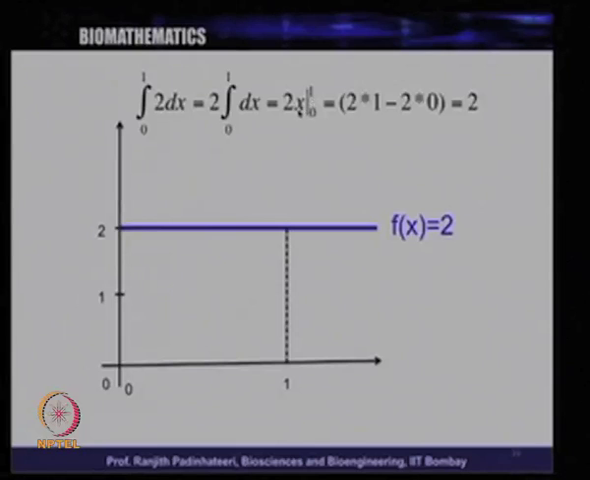So, what does such a symbol mean? This means that we evaluate 2x at 1, which is 2 into 1, and evaluate 2x at 0, which is 2 into 0. So, it's 2 into 1 minus 2 into 0, which is 2. So, this is what this means.